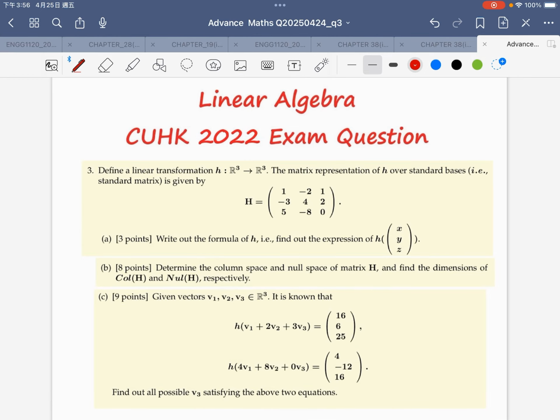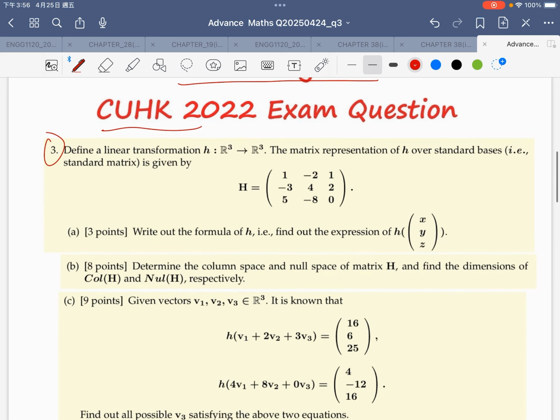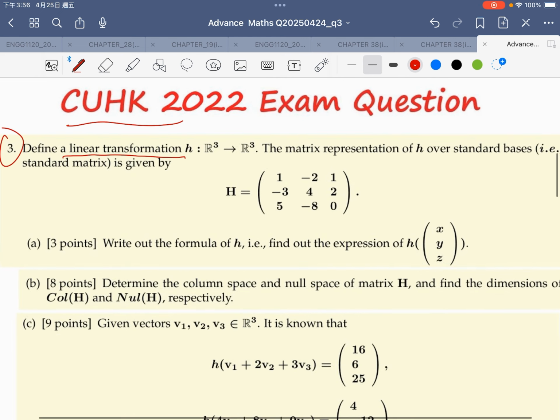This question is a linear algebra exam question, CU 2022 exam question. Question 3. There are four questions in this paper, 2 hours. This is one of the questions of this paper. And the first one: define a linear transformation H from R3 to R3, the matrix represented by this one.